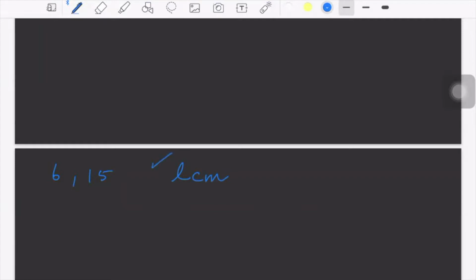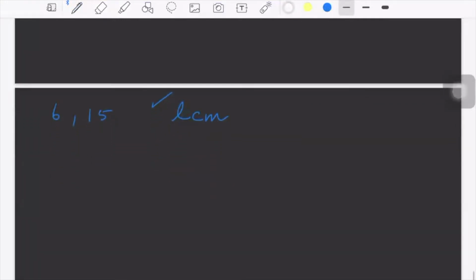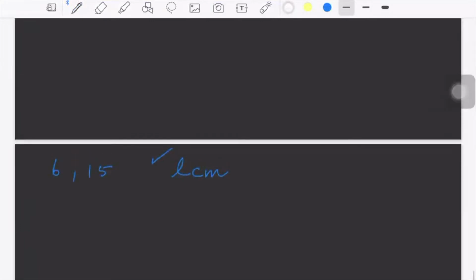Least common multiple. Heard of this term? In your lower classes, maybe in your pre-algebra or something like that. Least common multiple, the least common multiple? Yeah. What is least common multiple? It is the smallest number among the common multiples.